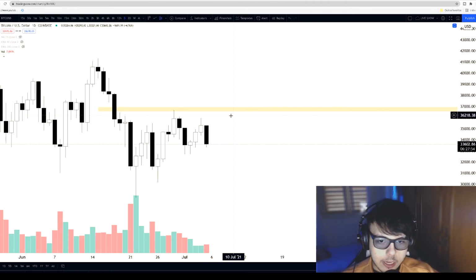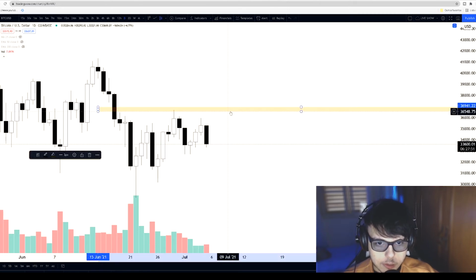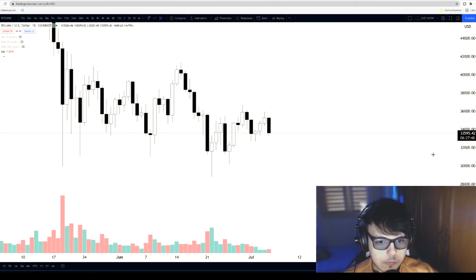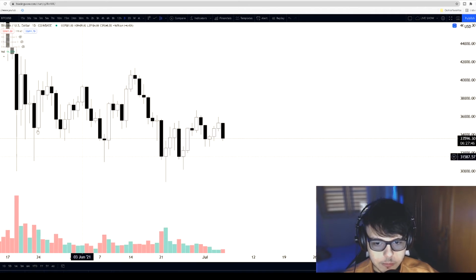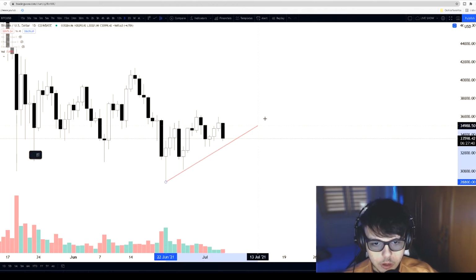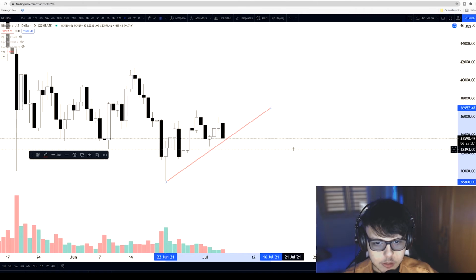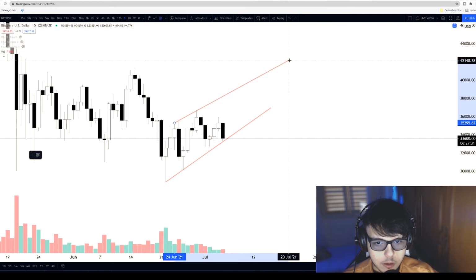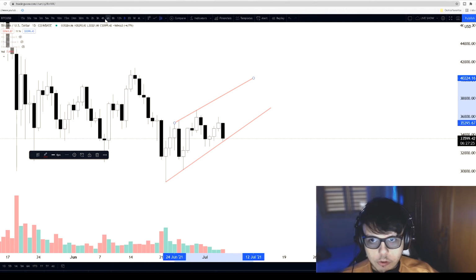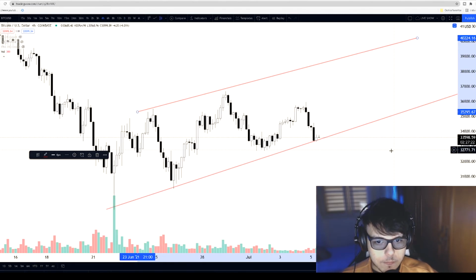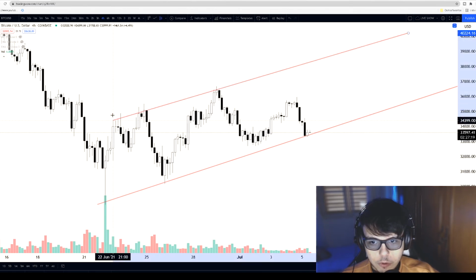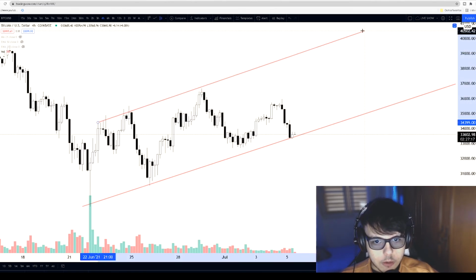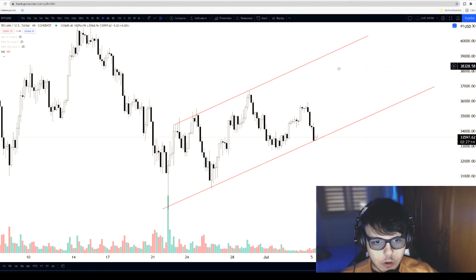And the second thing is this kind of channel that people have been talking about lately, which can be drawn from this point right here, this swing low, all the way up to here. And then we have another line from this point to this point right here. If we actually go to the 4-hour time frame, you can see it a little bit better. So we can draw it from this point actually, and then we can do it like this. All right.